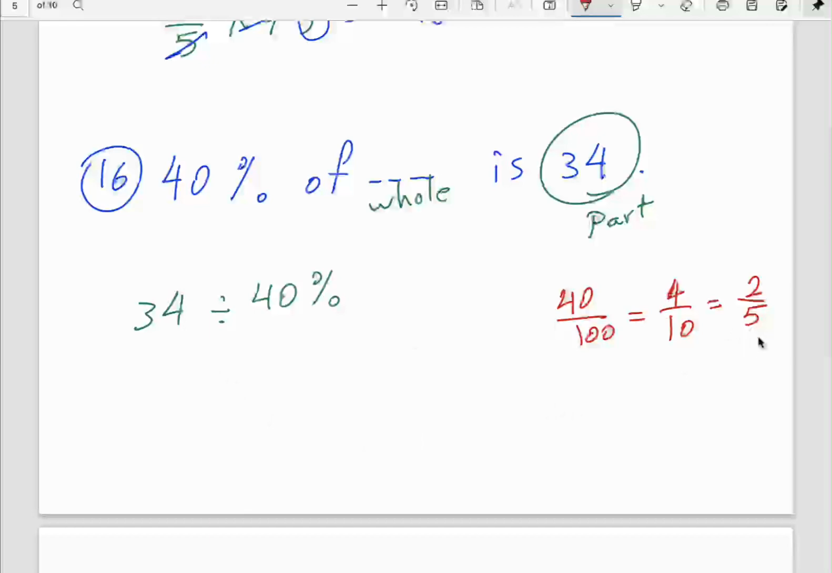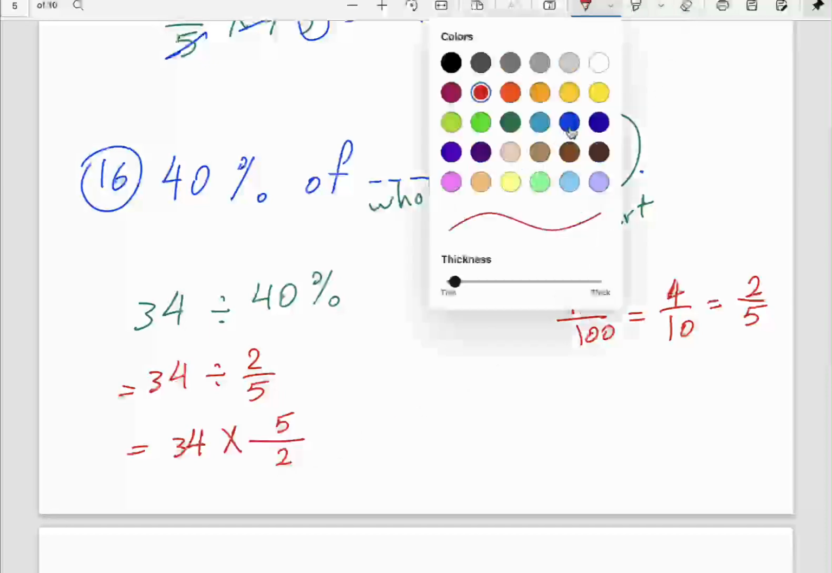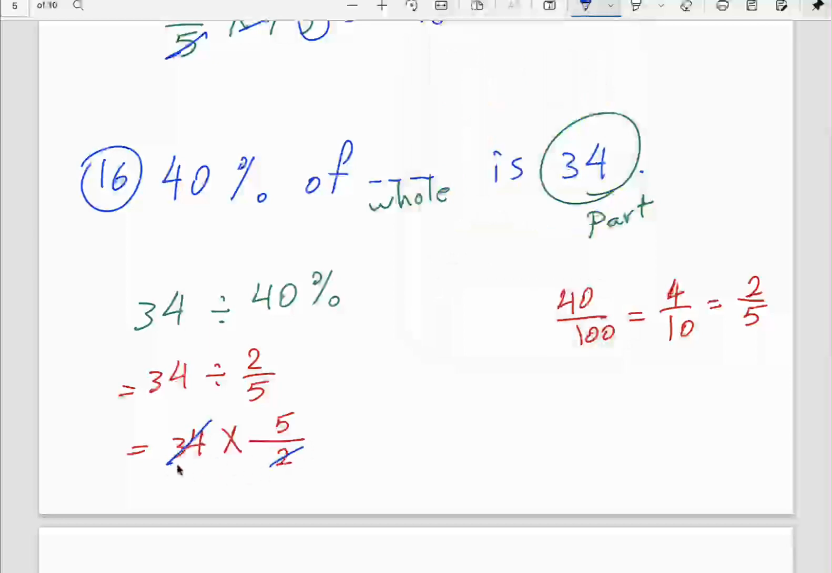Okay, now let's use the simplest form here. 34 divided by 2 over 5. Go ahead. 34 multiplied by 5. Okay, it will be 34 multiplied by 2 out of 5. No, the reciprocal of 2 over 5 is 5 over 2. Yeah, now simplify. Divide 34 by 2.